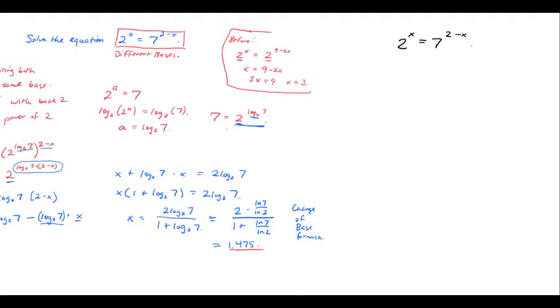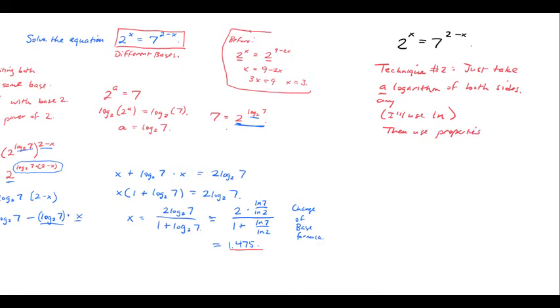Okay, so here's technique number 2. Technique number 2 is just take a logarithm of both sides. Just do that straight away. And when I say take a logarithm, I really mean any logarithm. Take your favorite one. My favorite one is always the natural logarithm. I'll use the natural log, and then use properties of logs to simplify. So that's what I'm going to try doing here.